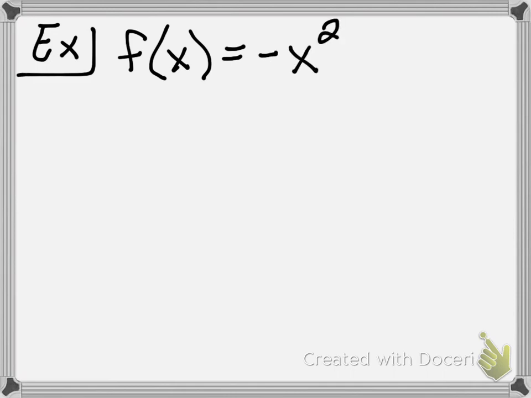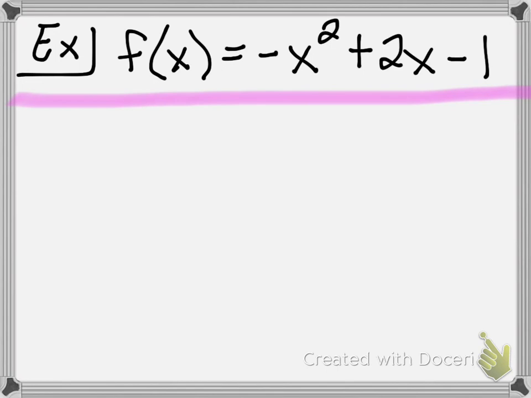F of x equals negative x squared plus 2x minus 1. Okay, so in the assignment for this first section, you're going to be asked to find the vertex, the y-intercept, the zeros, the axis of symmetry, and whether it's a maximum or a minimum. So let's go ahead and find that.